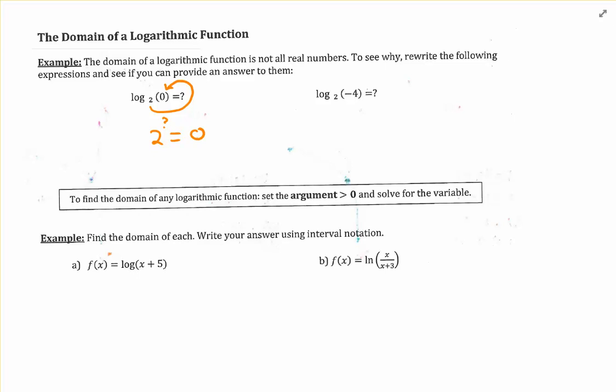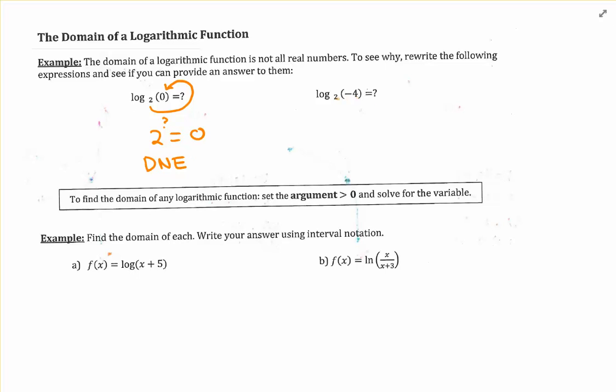Spoiler alert: there actually isn't a power of 2 that's going to turn it into 0. If you're thinking the question mark could be the number 0 itself, I've got news for you. 2 to the 0 is not equal to 0, it's actually equal to 1. So this doesn't really have a solution. I'm going to write DNE, which is notation for does not exist. So the power of 2 that gives you 0 doesn't exist. There isn't one.